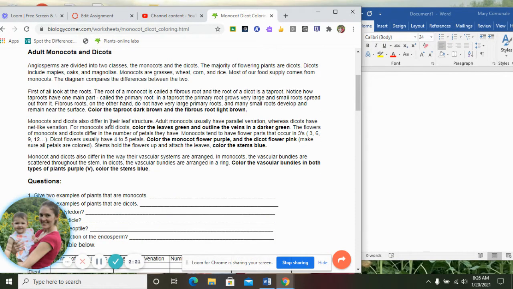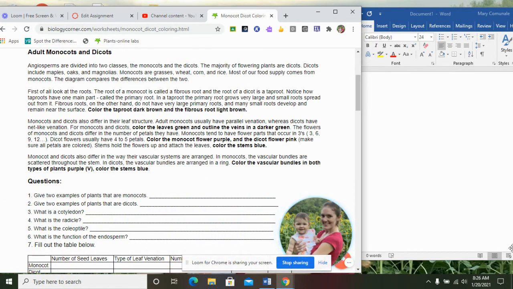Angiosperms are divided into 2 classes, the monocots and the dicots. The majority of the flowering plants are dicots. Dicots include maples, oaks, and magnolias. Monocots are grasses, wheat, corn, and rice. Most of our food supply comes from monocots. The diagram compares the differences between the 2.